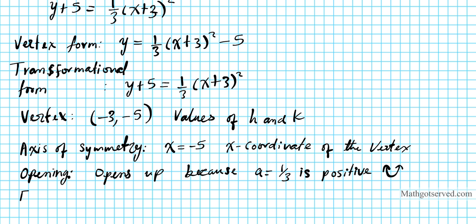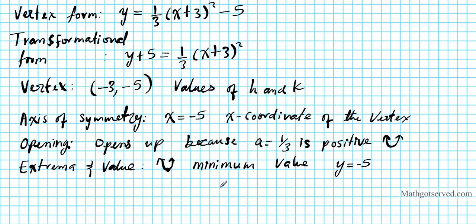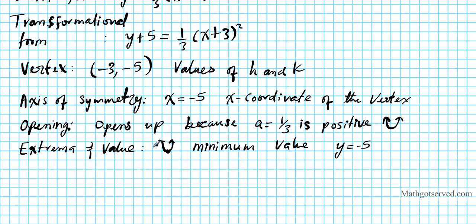Now the extrema in value, let's figure out what those are. Since we have a happy situation here, a parabola opening up, we're going to have a low point. So that is going to be the minimum, and the value basically is going to be the y coordinate of our vertex, which is y equals -5. Okay, the value is y equals -5.